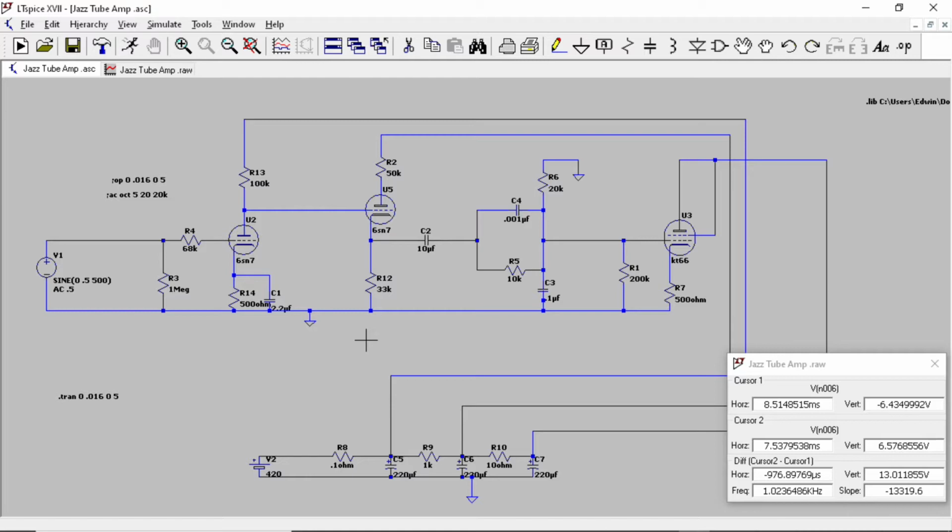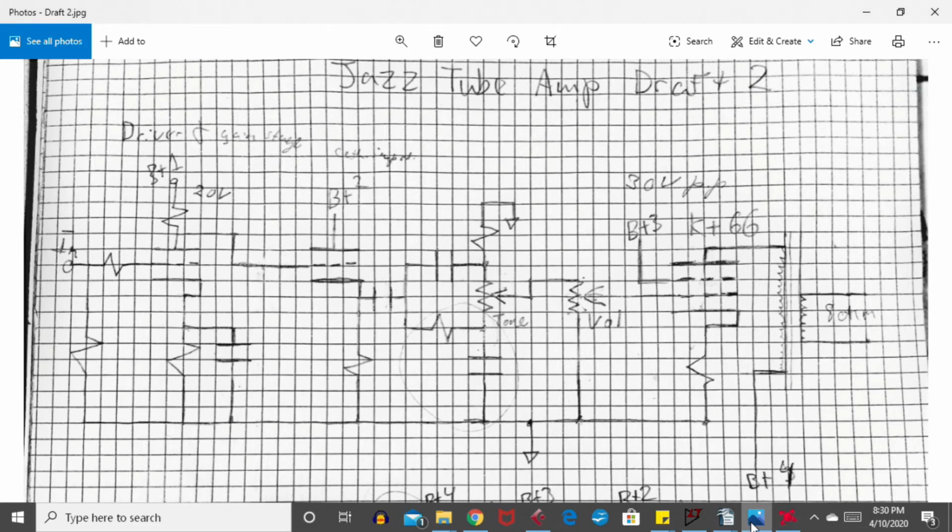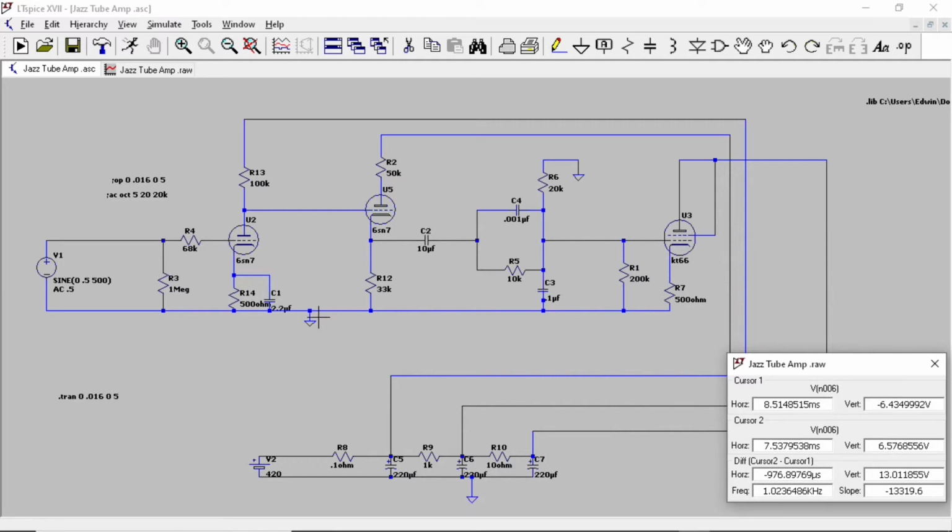So this is basically the same thing we had here, just written out. So we have a mock AC source, a signal source at 500 millivolts, excuse me, which is just about the amount of signal you're going to get out of a guitar amp. And that's going to go into the first section of the 6SN7, which is a plate follower, going into this cathode follower, the second half of the 6SN7, driving this tone control.